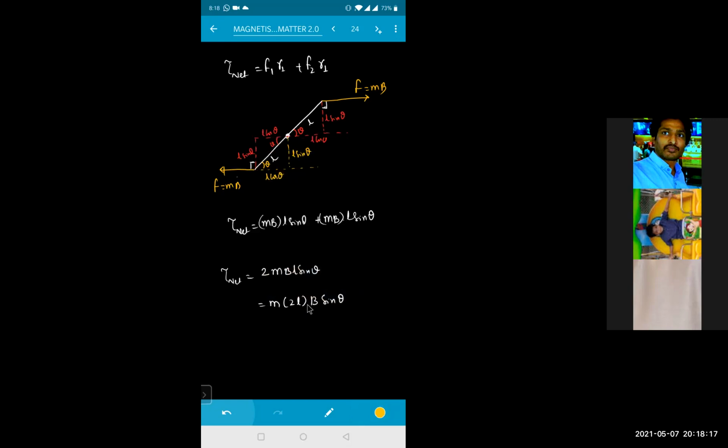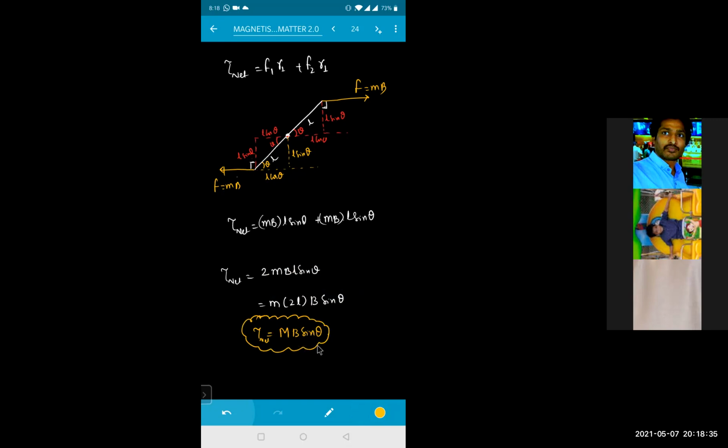M into 2L, where capital M is the magnetic moment. This is your B, and this one is your sin theta. So the net torque acting on a bar magnet kept in a magnetic field is tau equals MB sin theta. Is that clear?